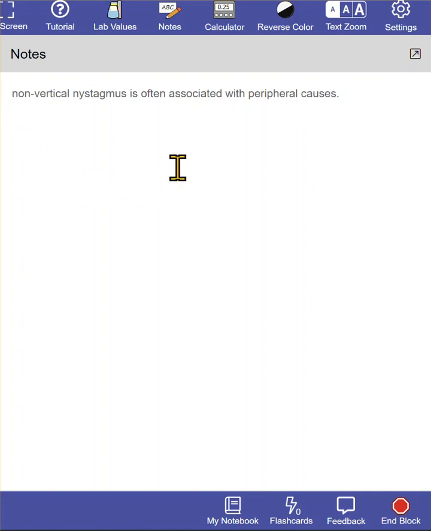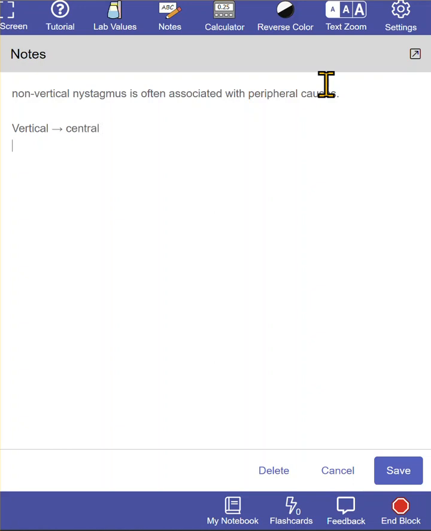So non-vertical nystagmus is often associated with peripheral causes. So vertical is central. Non-vertical is peripheral. I just like to make my next review that much faster.